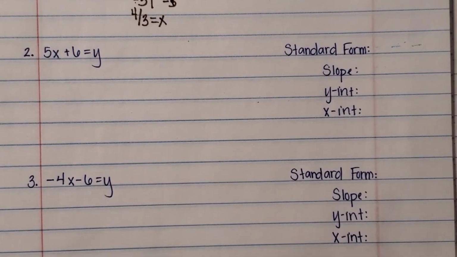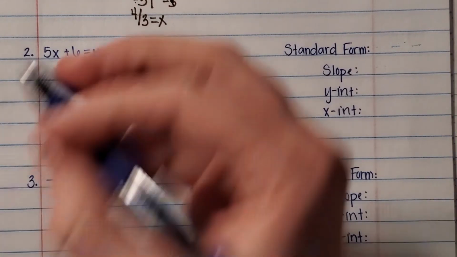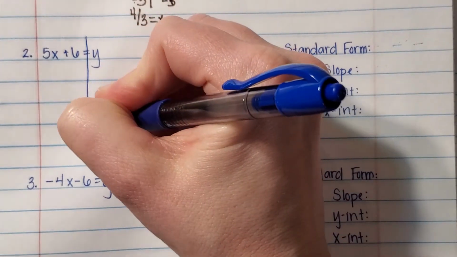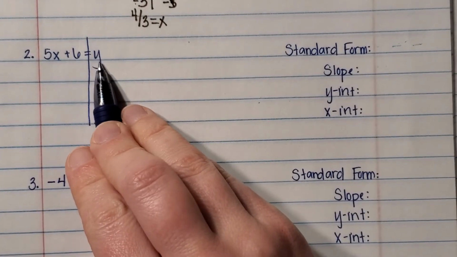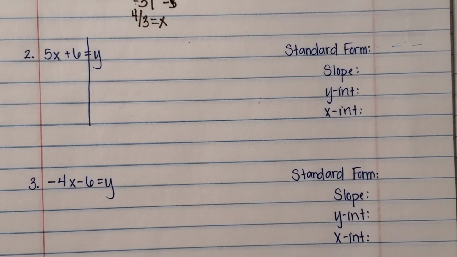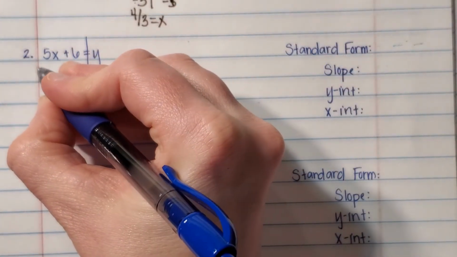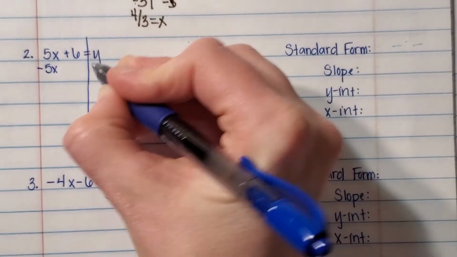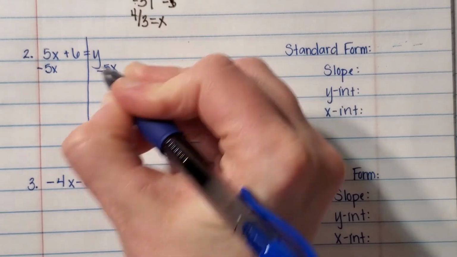All right, so my number 2 says 5x plus 6 equals y. Our goal, remember, is to get x and y on the same side. Y already kind of has a side to itself, so I'm going to move that x to join it. To get rid of 5x's, I have to subtract 5x's from both sides of my equation.